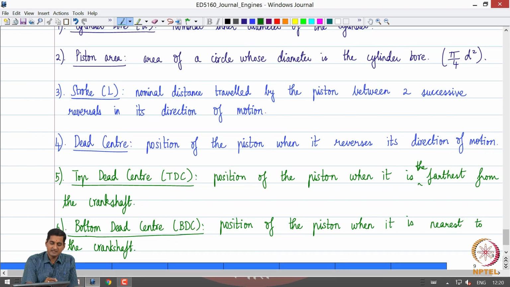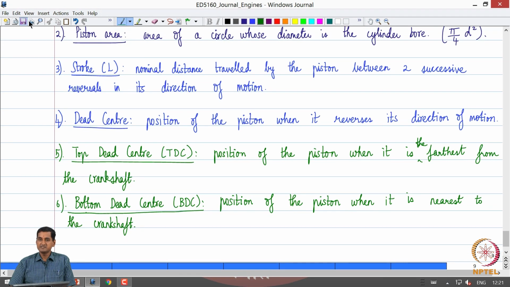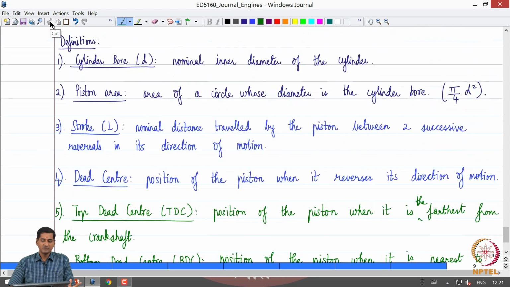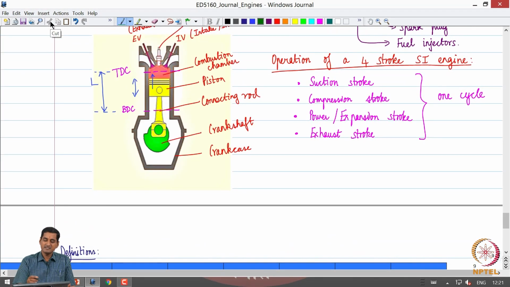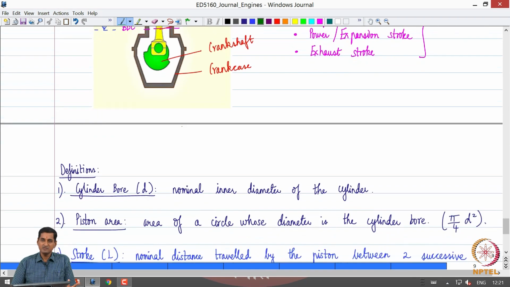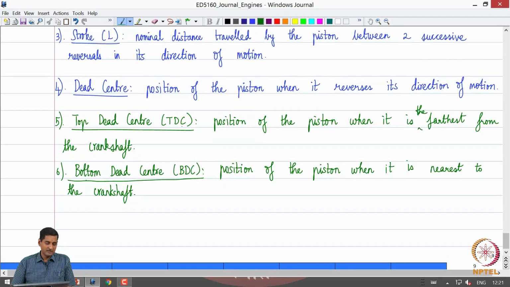Okay. So, that is the definition of TDC and BDC, and that is very obvious from the schematic. Just going to the schematic, you can see that when the piston is at TDC, it is the farthest from the crankshaft. This is the crankshaft, and when it is at the bottom dead center, it is closest to the crankshaft. Okay. So, that is the definition of TDC and BDC.